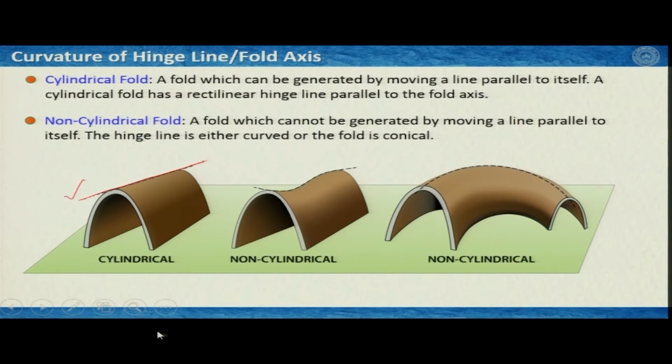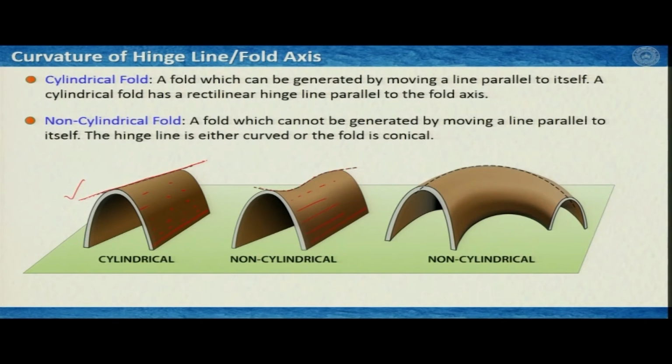However, in this case we see a variation of the fold axis. The orientation is changing along the hinge line, and the hinge line as well. So, this is a non-cylindrical fold. Here you can have a line, and if you place it, you can produce the fold completely. But here, if you have a line, you cannot produce the fold completely, because at this stage you will have some sort of gaps and so on.